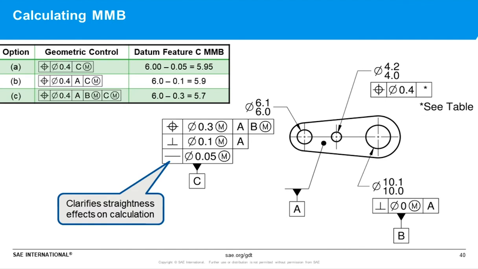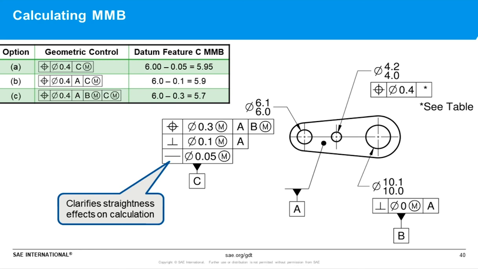Next up is the calculating of an MMB boundary, max material boundary, for a datum feature of size. In this case, as we see here, we have this datum feature C that has several geometric tolerances applied to it. And each of those geometric tolerances will affect its MMB calculation based on whether it's a primary, secondary, or tertiary datum reference, as we see in the chart above.